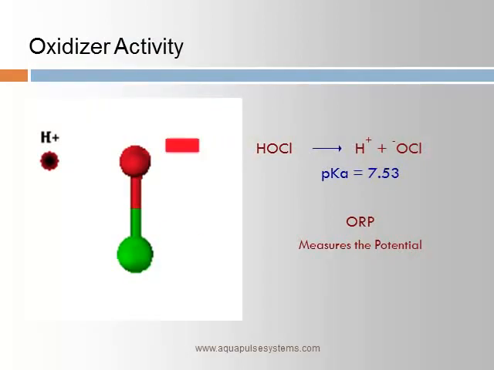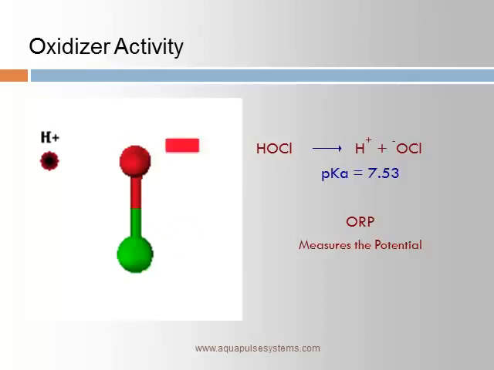All oxidizers have the ability to transfer and move electrons. This electron activity gains or loses electrons. Those that lose electrons are oxidized, and those that gain electrons are reduced. The electron balance that exists is called ORP, or oxidation reduction potential, also called redox potential, and is measured in millivolts.